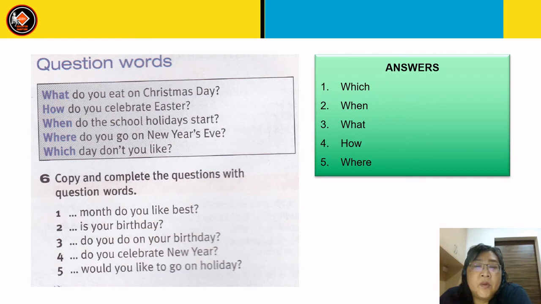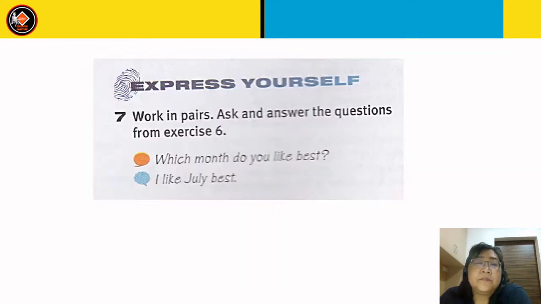Number 2, when is your birthday? Number 3, what do you do on your birthday? Number 4, how do you celebrate New Year? Number 5, where would you like to go on holiday?